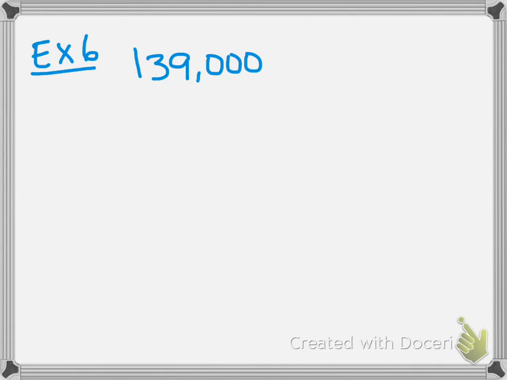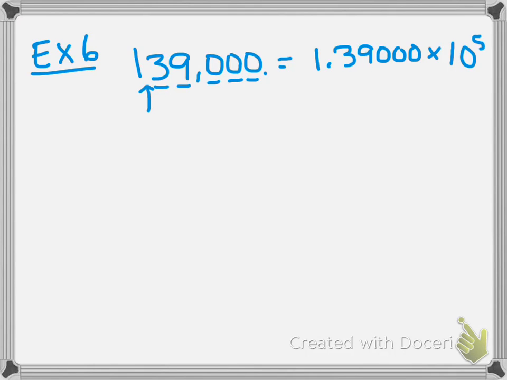Okay, example 6, 139,000. We want the decimal between the first two regular numbers other than 0, so that's 1.39000 times 10 to the, the decimal place was here before, to the right, so that's 1, 2, 3, 4, 5, times 10 to the 5th power.